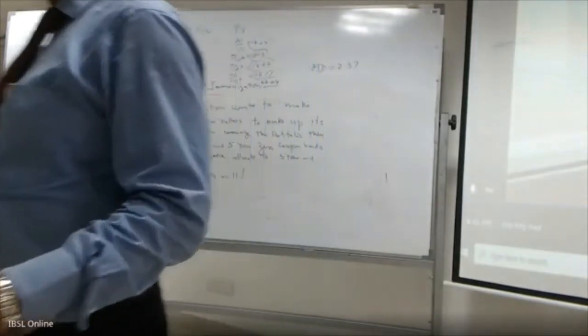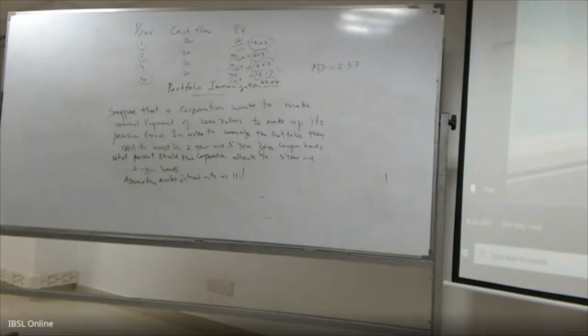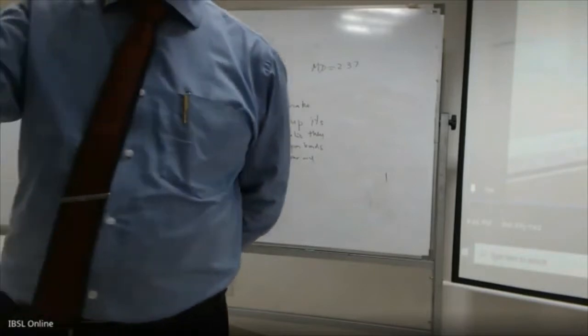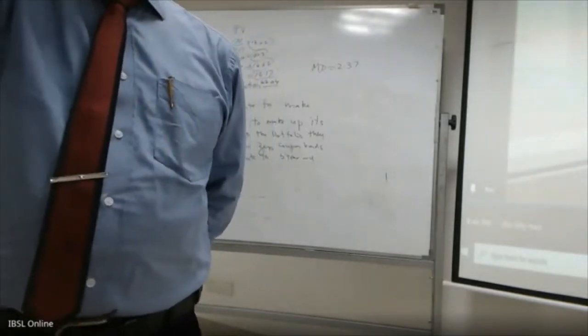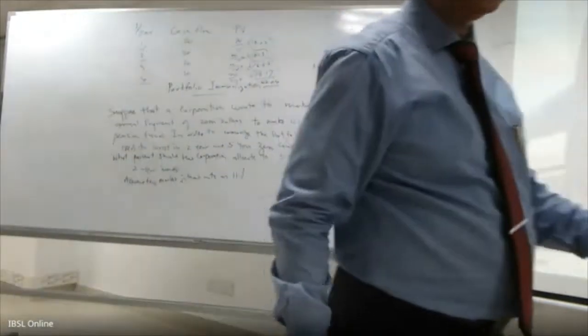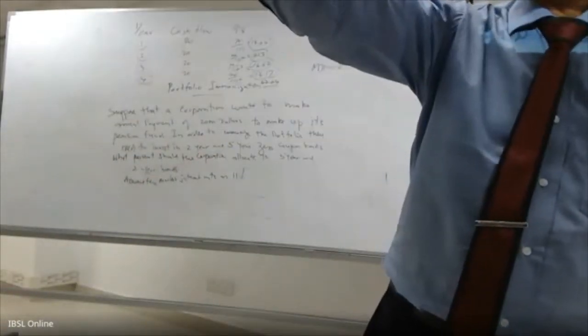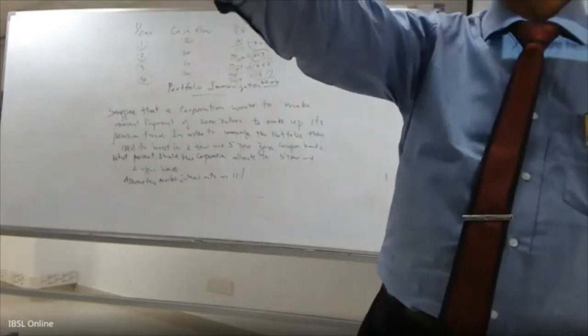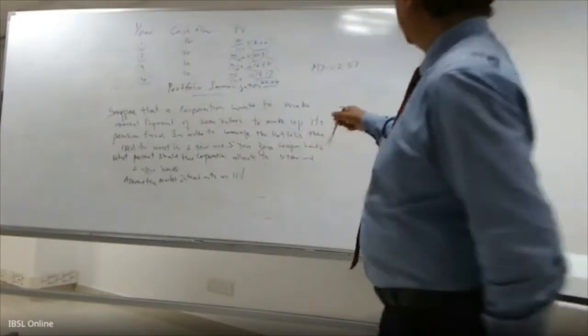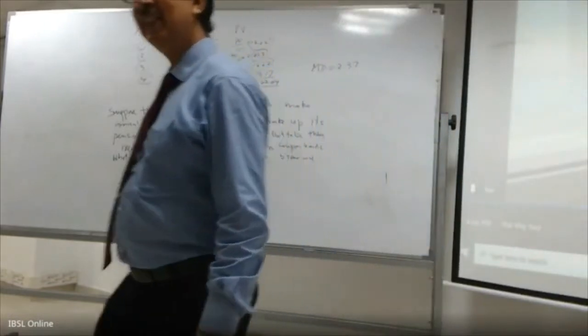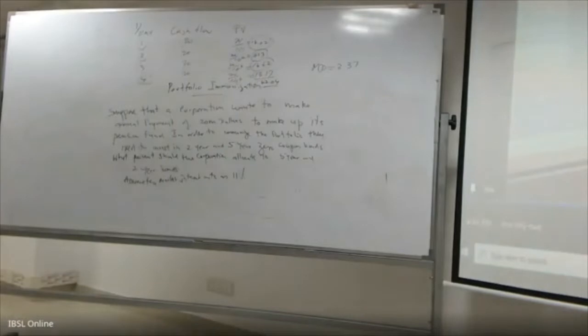Now the duration is measured in what terms? What is the unit of duration? In years. 2.37 years. Even though the cash flows have been studied for 4 years, we have dealt with the cash flows of 4 years. Even though it is 4 years, the real duration is only 2.37.